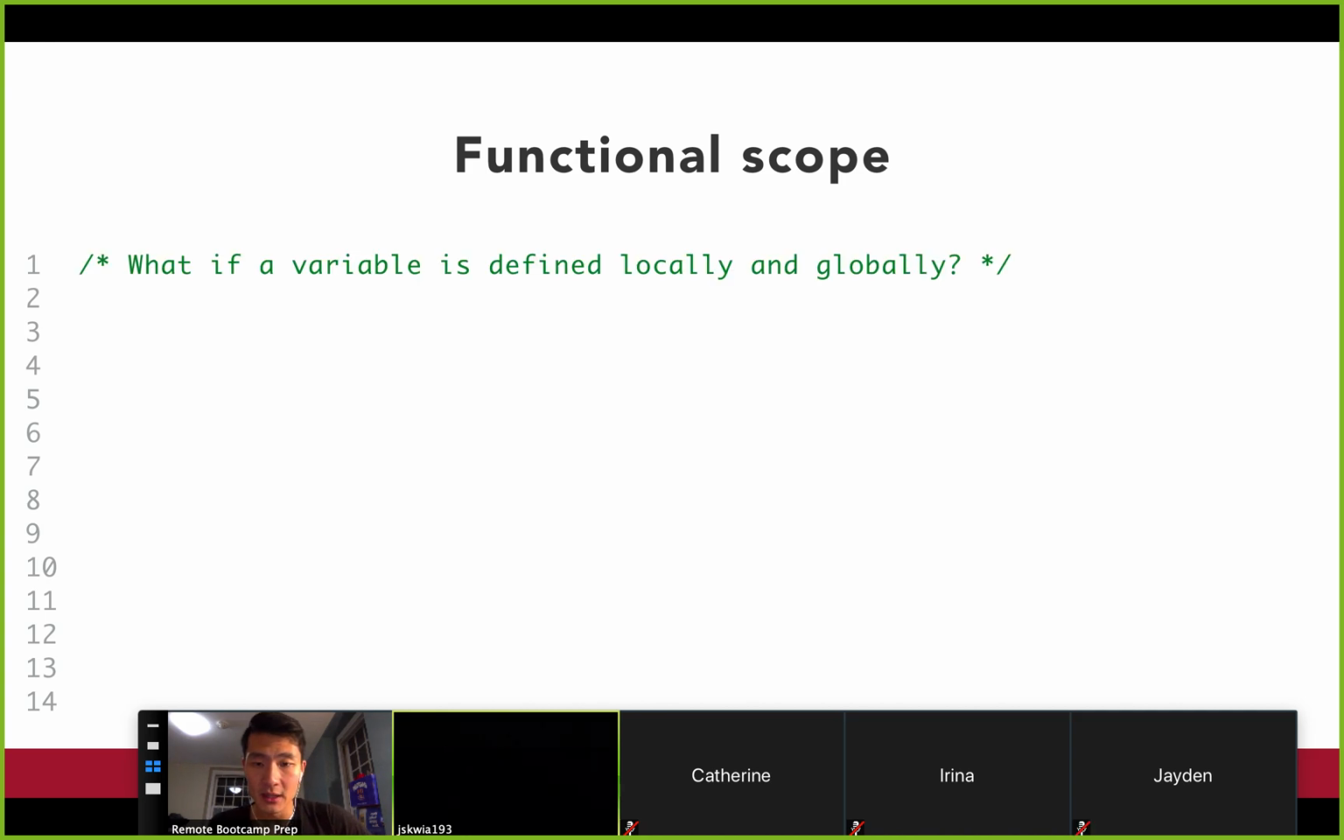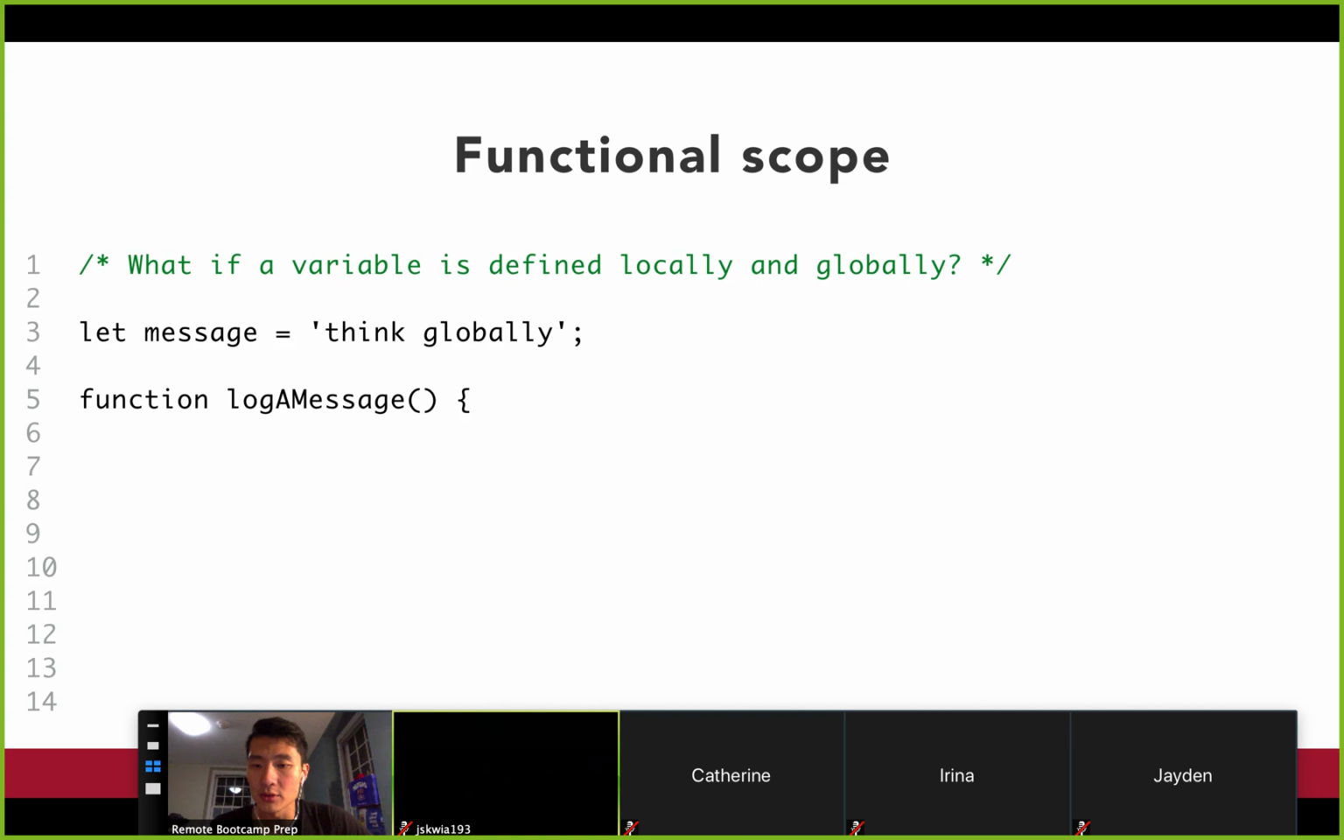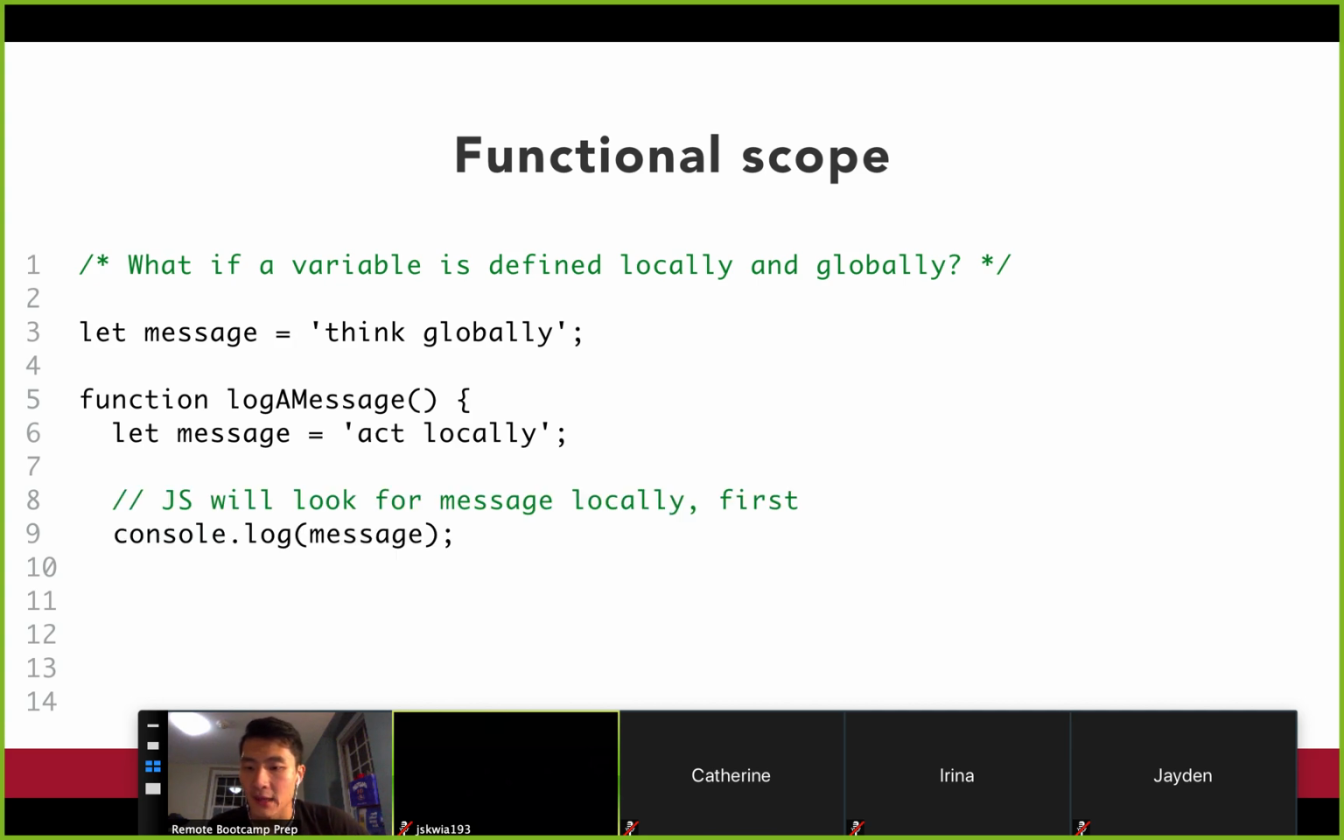Very cool. So then what happens in the case of a collision? That is, what if a variable is defined both locally and globally? Well, on line 3, we have a variable called message, and we call it think globally. On line 5, we have a function called log message. And on line 6, we define another variable called message, and we set it as a string act locally. On line 9, when I console log out message, what happens?